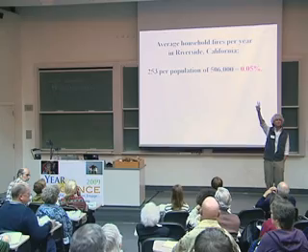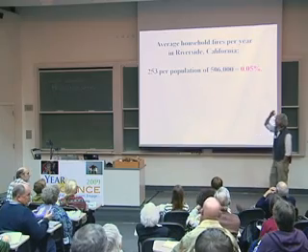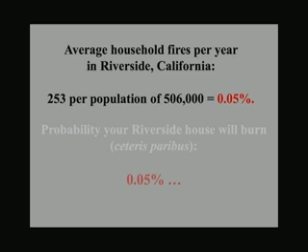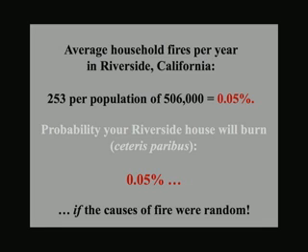The internet is a wonderful place, as you know. You can find out all kinds of stuff. Anybody here from Riverside? I know some people from down south. Okay, well, you can find out stats like this on the net. And I was kind of intrigued by this because there's an incidence here of disaster. And if this is right, then the probability that your house will burn, all things being equal, is that percentage, if the causes of fire were random.